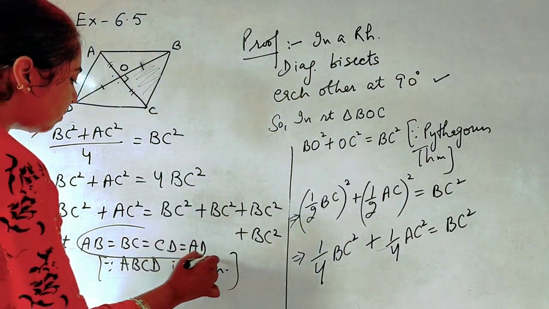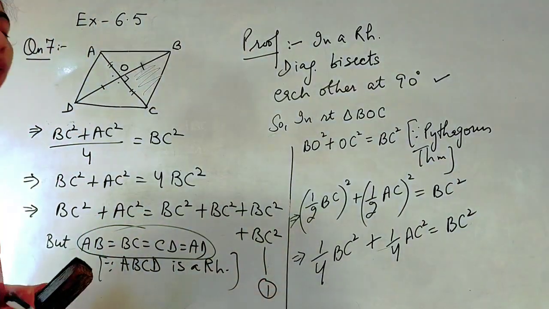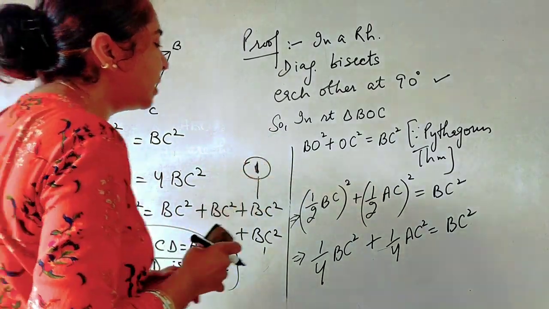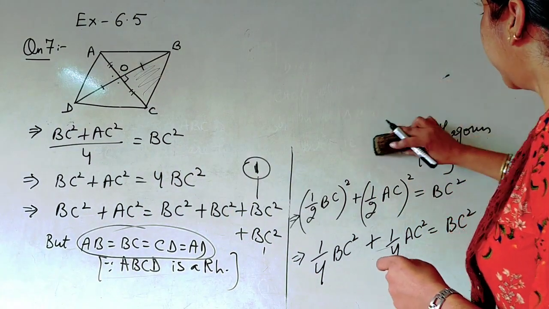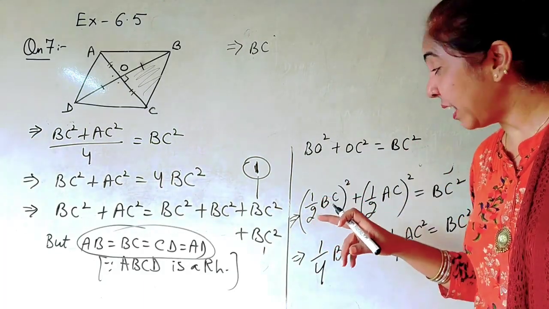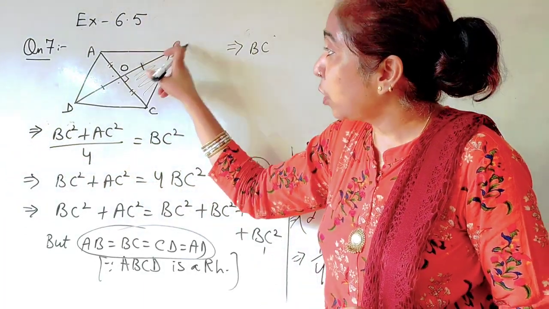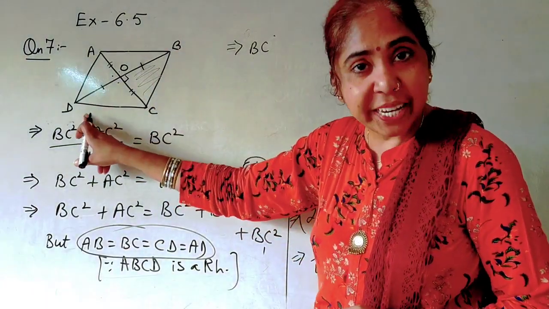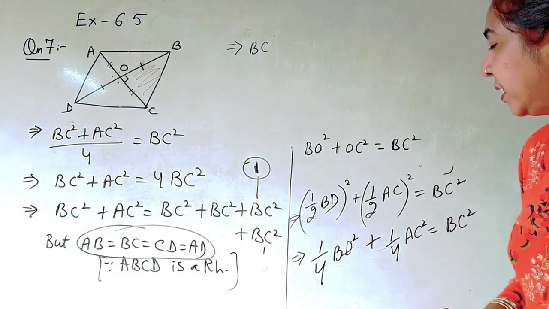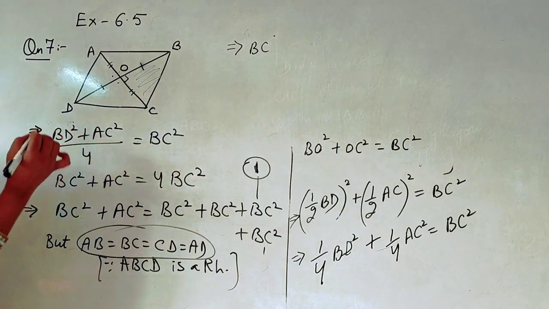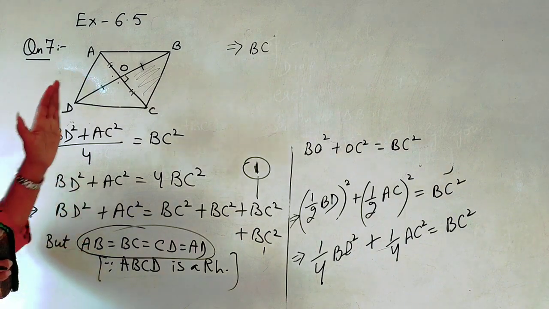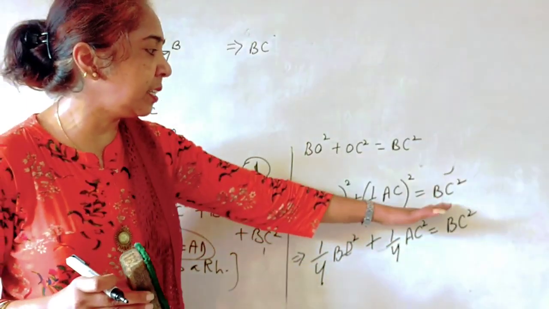Now put all these values in equation number 1. Let's say this is equation number 1. I am sorry, I want to do a correction here. By mistake I have written BO is half of BC, it is half of BD. I'm sorry, so I have to correct it. This is BD, this is also BD. So half of BD square plus half of AC square is equal to BC square.